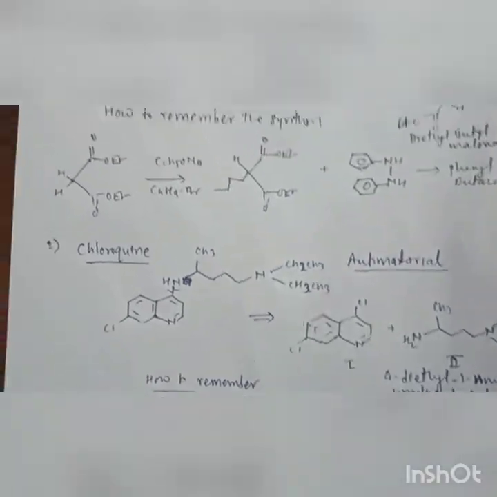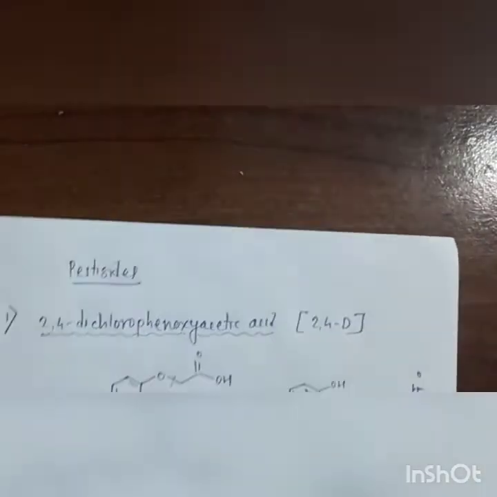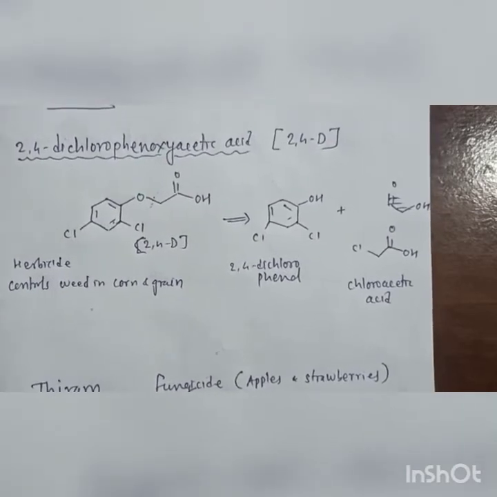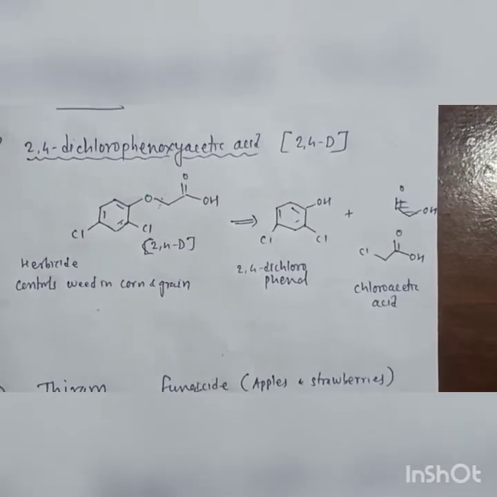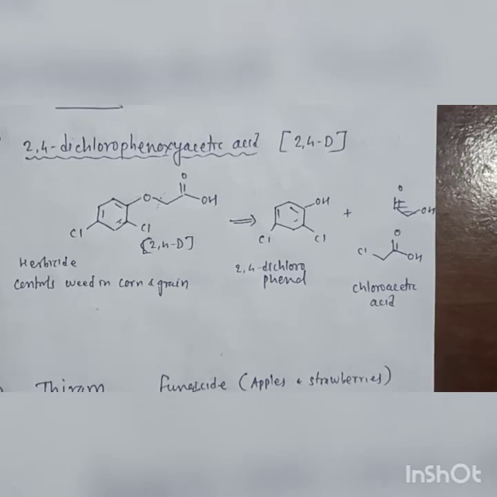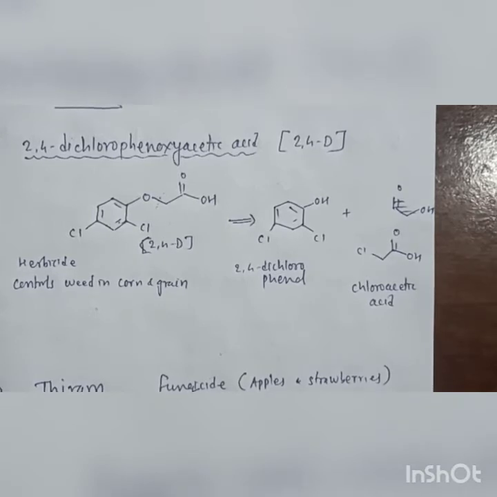Now we will see important pesticides. The first pesticide we will see is 2,4-D. It is also called 2,4-dichlorophenoxyacetic acid. It is a well-known herbicide. It controls the weed in corn and grain, the unnecessary weed which develops. To control that weed, 2,4-D is used.